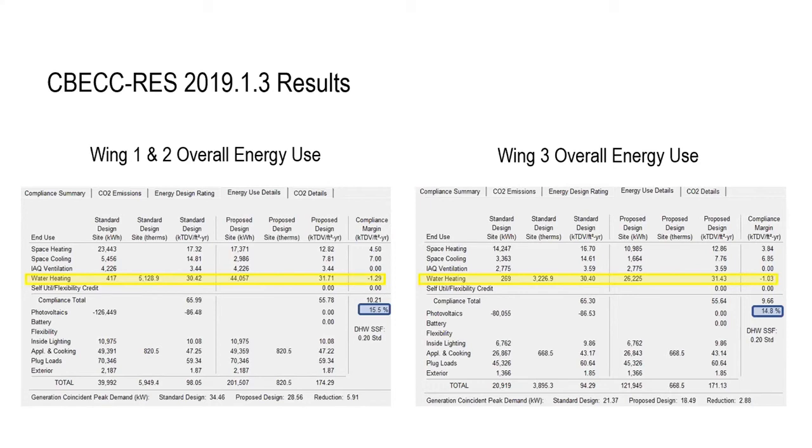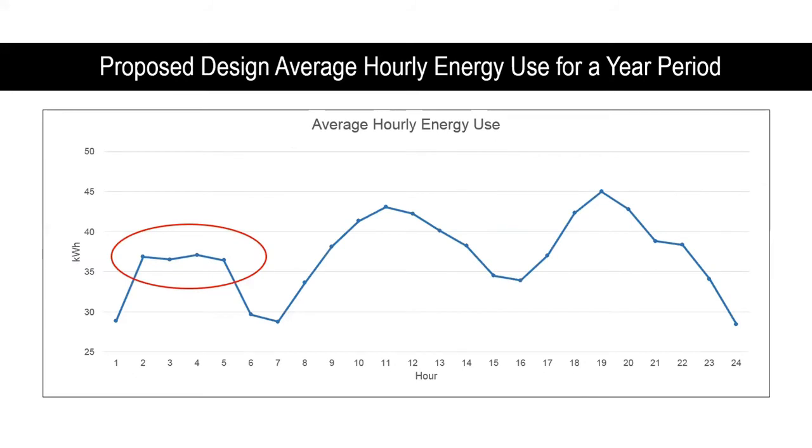That is adding up wing 1, wing 2, and wing 3 for our proposed design, and seeing where the energy is being used. This is a graph of the average hourly energy use of the entire building for our proposed design. Of course, there's energy being used throughout the day, like between 7 and 3 p.m., and then again later at night.